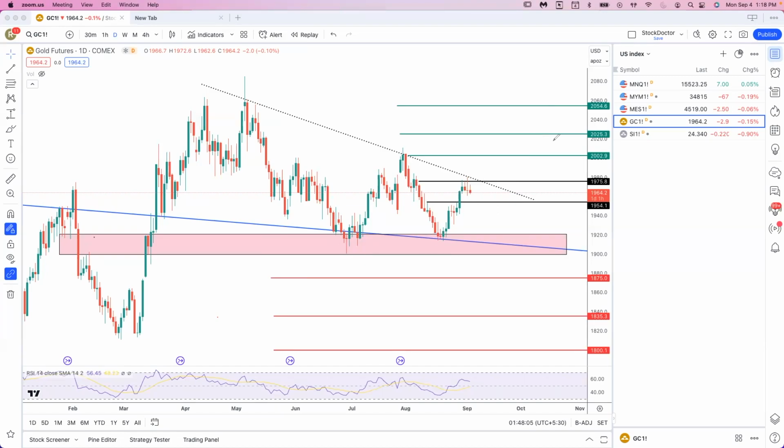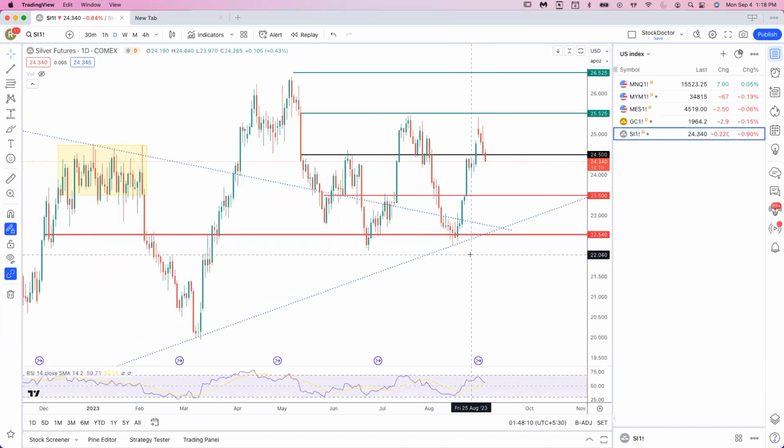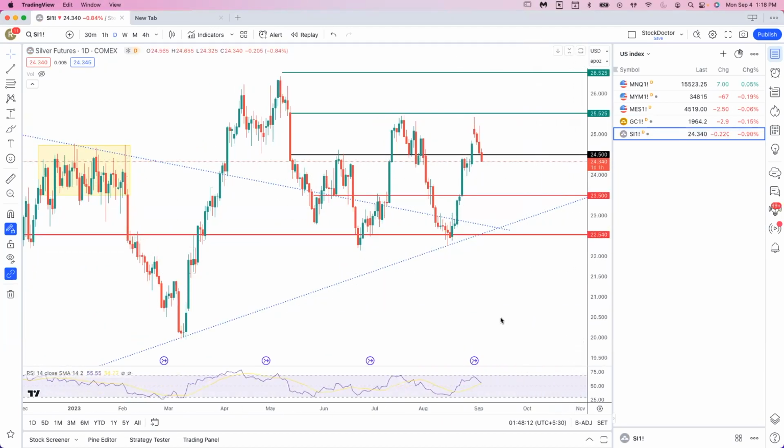Now we will talk about the last one, which is silver. For the silver, I can see 24.50 is an important resistance. Now it is below that resistance. On Monday, if it manages to stay above 24.50, then you will see the target of 25.50 and then 26.50. But if it stays below 24.50, then it can go towards 23.50 and then 22.50.